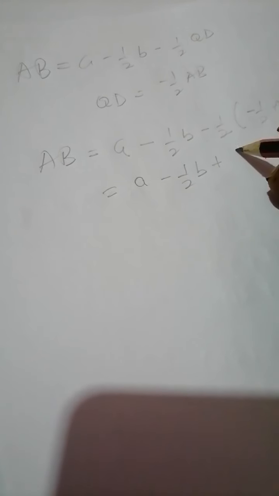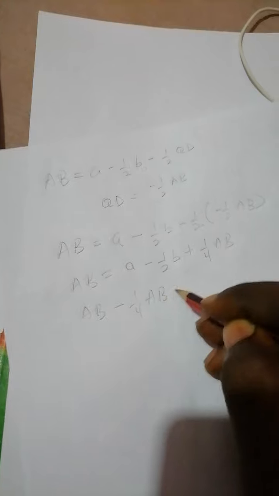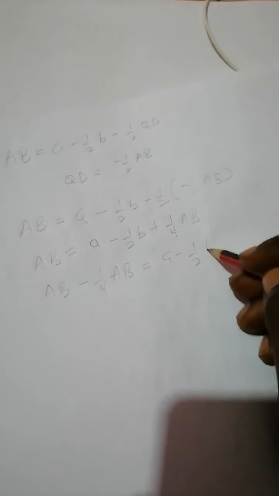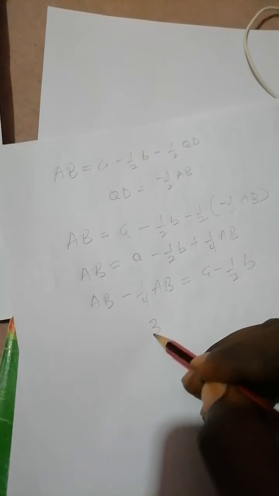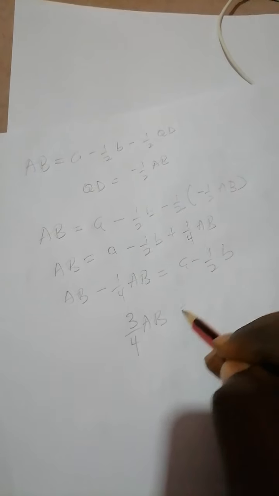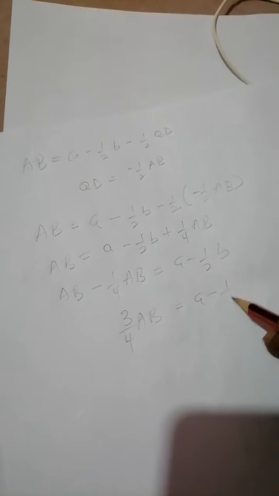So I now simplify. Now I'm almost done. Minus half times minus half gives me positive, so I'm going to get positive 1 over 4 AB, then equal AB. So I now have AB. I just have to group like terms. The moment I group like terms, my work is done. So I'm going to have AB minus 1/4 AB equal A minus half B, right? So if I solve this, I should get 3 over 4 AB equal A minus half B.